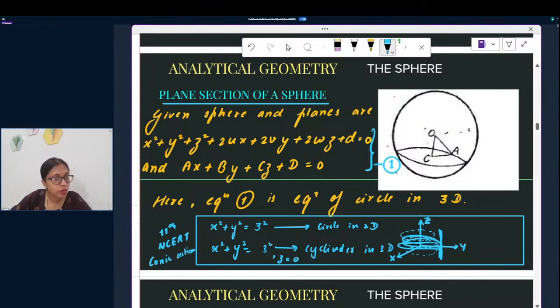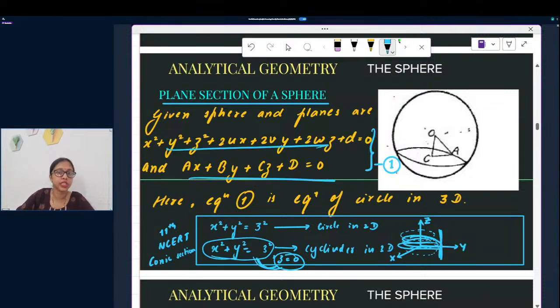So here also I'm doing the same thing. This is a sphere, this is a plane. I am taking both of them together, a sphere and a plane. So obviously it is representing a circle. Now it is representing a circle. I hope that you're getting it now.